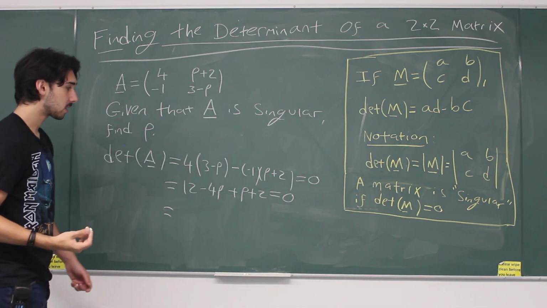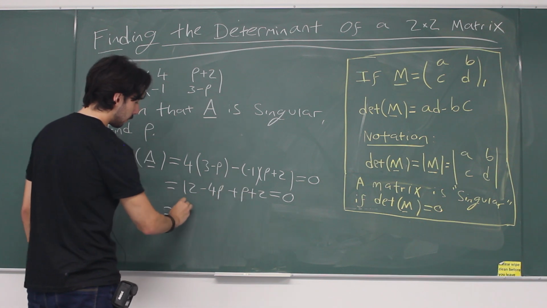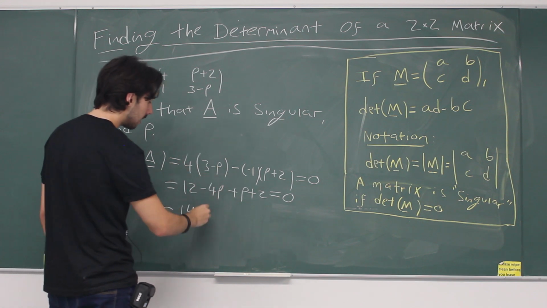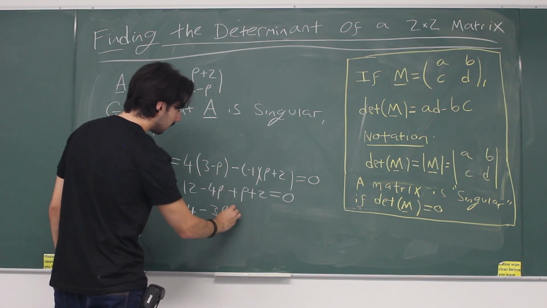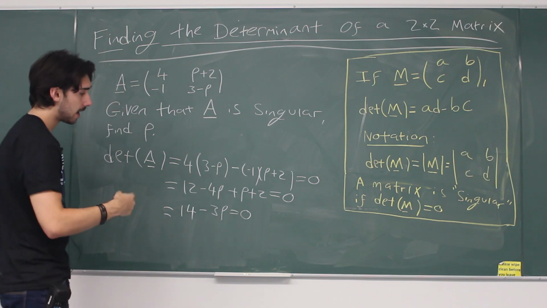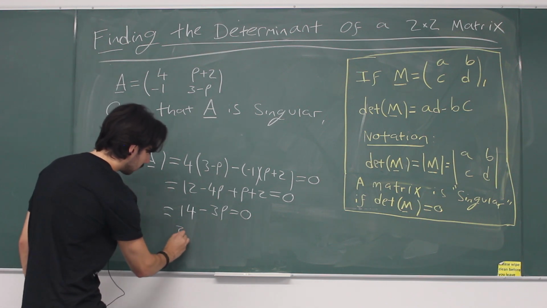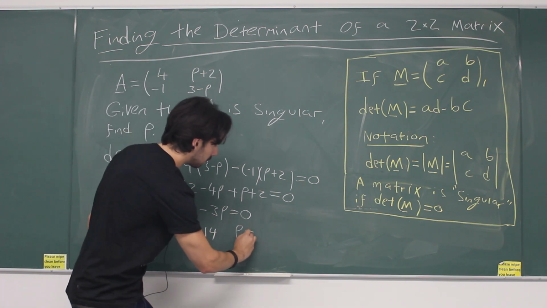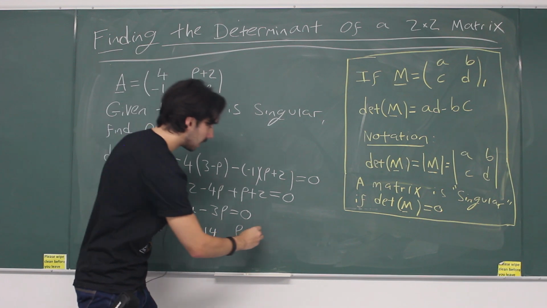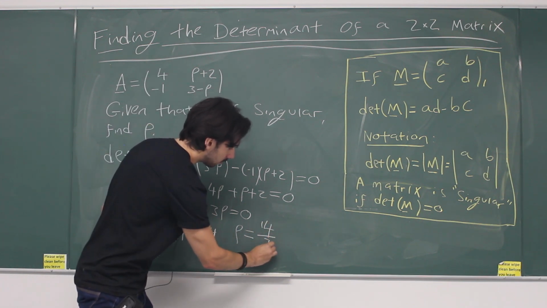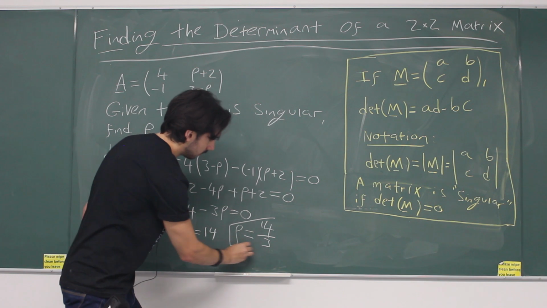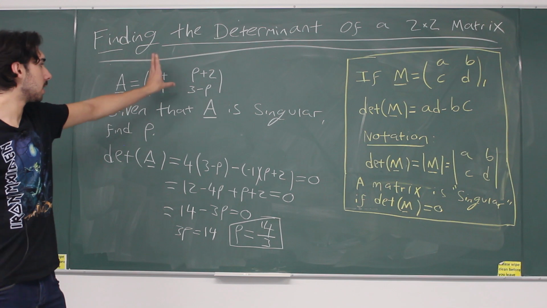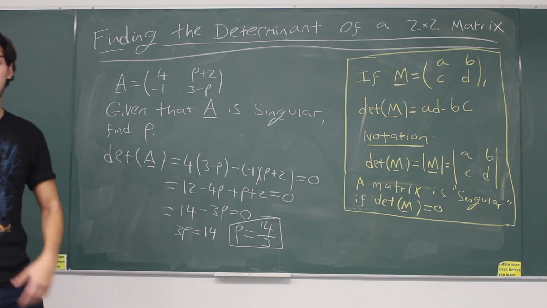Okay, like terms, let's gather them up. 12 plus 2 is 14. Minus 4p plus p is minus 3p. That's equal to 0. Add 3p to both sides. We have that 3p equals 14. So divide both sides by 3. p is equal to 14 thirds, 14 over 3, like that. That's the answer. p is 14 thirds. So if p was 14 thirds in this question, the determinant of the matrix A would be 0.